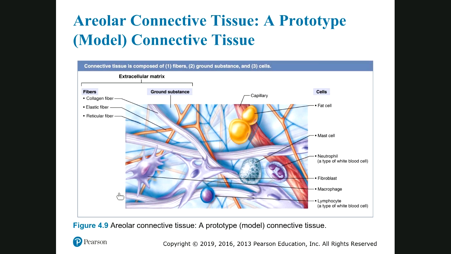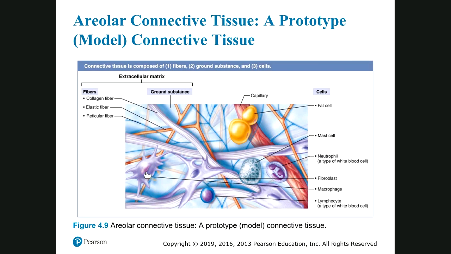Their function is to store energy as fat. White blood cells, also known as leukocytes, and there are 5 types of leukocytes. They are concerned with protection and tissue response to injury.